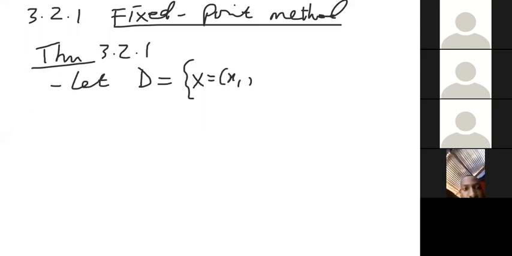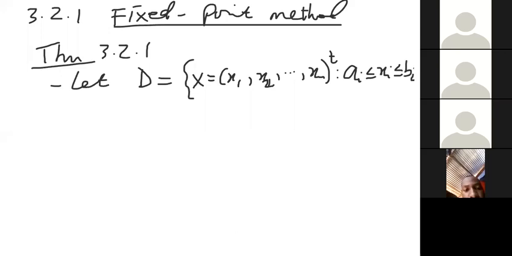D be a collection of some constants. So we'll represent D by the following: you have n variables here, x1, x2, and so on up to xn transpose, such that ai is less than or equal to xi, less than or equal to bi. So it will just be a collection of those constants, ai and bi. And then we will express those functions f1 up to fn in this form. For example, x1 equal to g1 of x1, x2, and so on up to xn. And then x2 we will also write in this way.